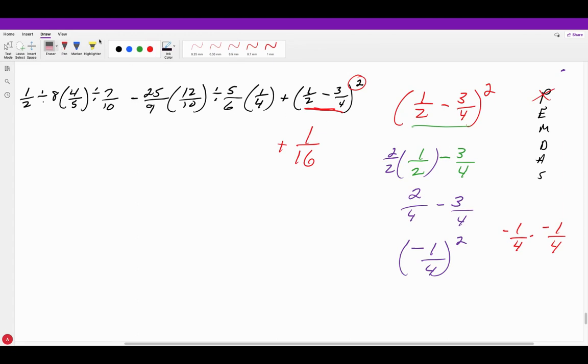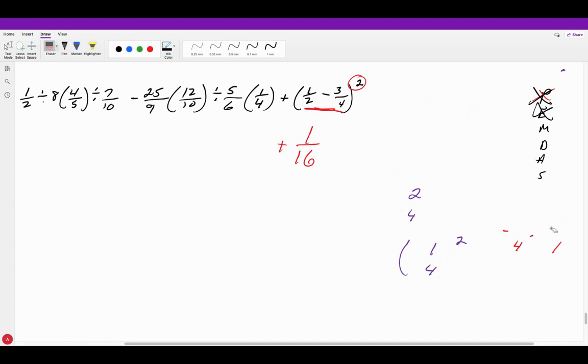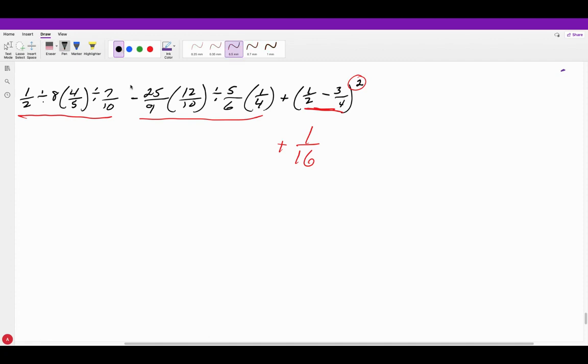All right, so now I did my parentheses and I did my exponents. So I'm going to move on to the next part. So I'll erase this here. And now remember, when we see our original problem being separated by an addition or a subtraction sign, that's giving us our different parts. So all of this and all of this needs to be done together. So I see all I have is multiplying and dividing in those parts. So I'm going to erase my PEMDAS over here so that it's not taking up space. And I'm going to do those parts one by one. So 1/2 divided by 8 times 4 over 5 divided by 7 over 10.